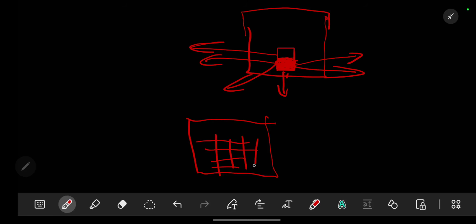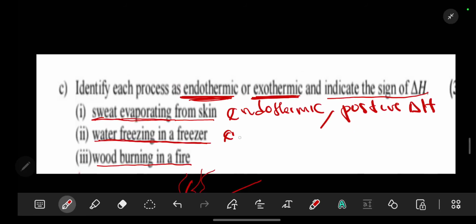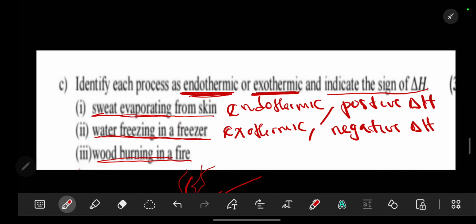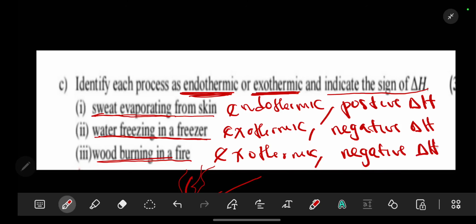The heat it is releasing is from the inside, so that is exothermic. Exothermic reactions are characterized by a negative change in enthalpy. Then the wood burning, if it's burning, it is releasing heat, so this is exothermic. The change in enthalpy is negative. So that is it for that.